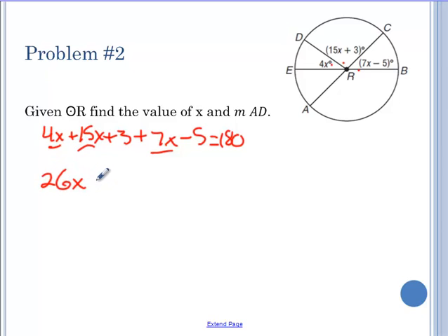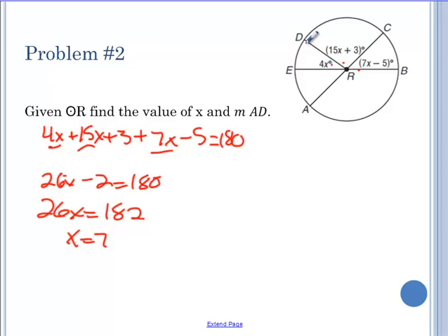When you combine like terms, you get 26x minus 2 equals 180. So 26x is going to equal 182, and 182 divided by 26 gets you that x is 7.